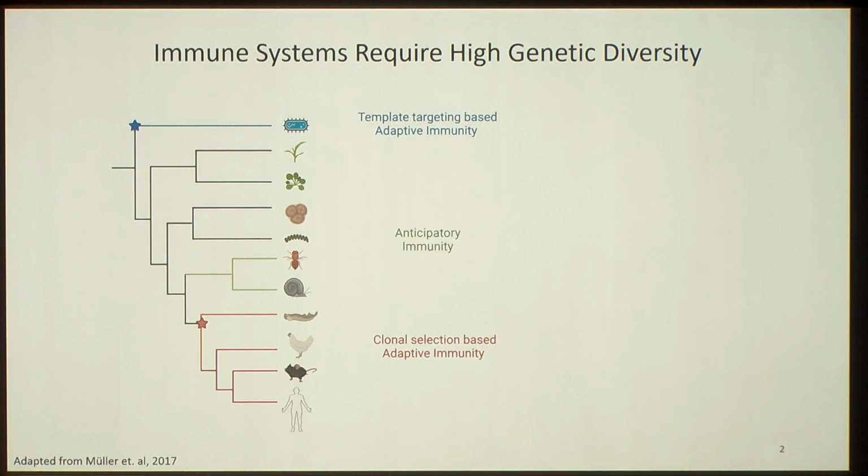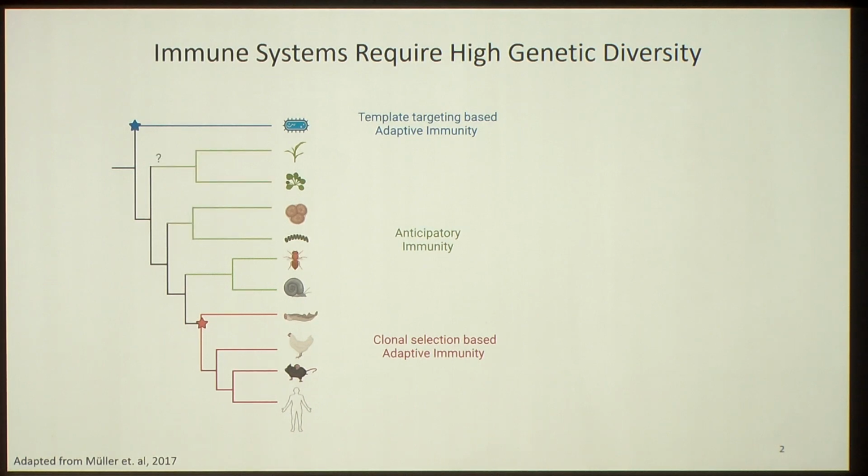Other work across the tree of life, specifically in mollusks and other arthropods, has seen this really high somatic diversity in immune receptors without a corresponding mechanism of selection. And so without an exposure to a pathogen and without any type of initiation from what we can tell, there's really high diversity at immune receptors in these mollusks, in this system that we've termed anticipatory immunity.